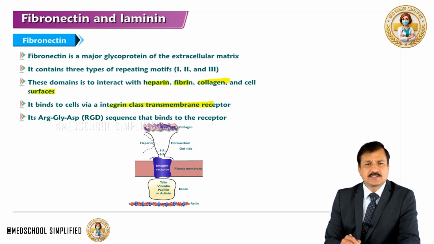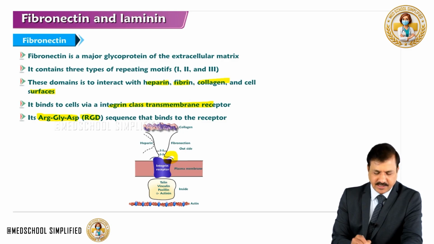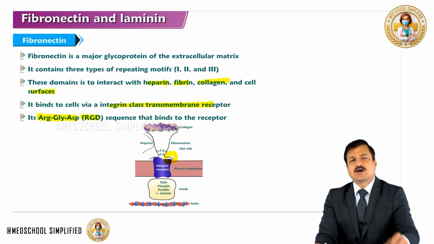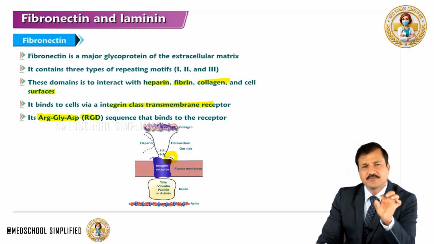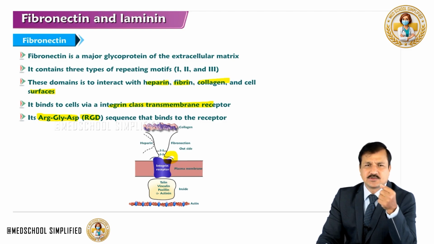Now the sequence of amino acids present in fibronectin that will interact with the integrin receptor is the arginine glycine aspartate sequence, which is referred to as the RGD sequence. Remember that. So the RGD sequence, that part of the fibronectin, is the one that will interact with integrin. So indirectly, fibronectin is going to make a communication with the intracellular components. That's how it communicates intracellularly, and also it communicates extracellularly by interacting with collagen and other collagen associated proteins.